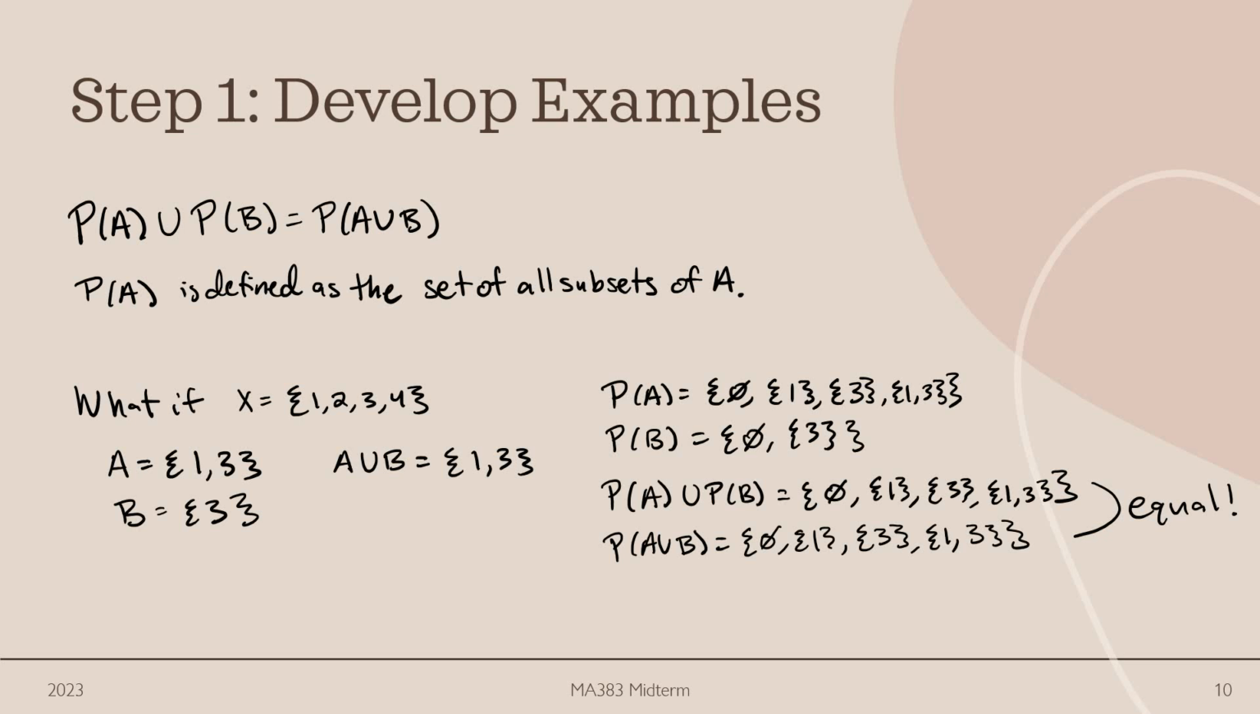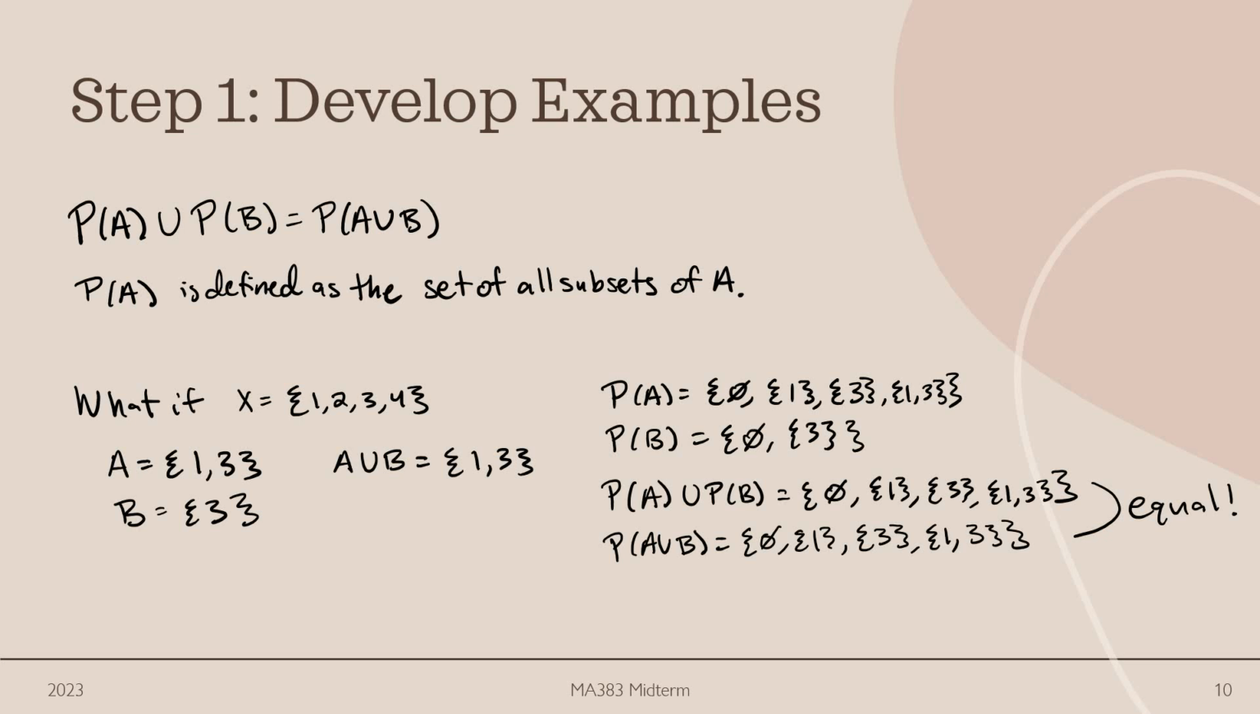So first we define our universe, right? So what if X equals the set of 1, 2, 3, and 4? Now we're going to define A as {1, 3}, and then B as just {3}. So then, by the definition of union, A union B is going to be {1, 3}. Now we're going to set the power sets, right? So the power set of A is the null set, {1}, {3}, and {1, 3}. Well, the power set of B is the null set and {3}.